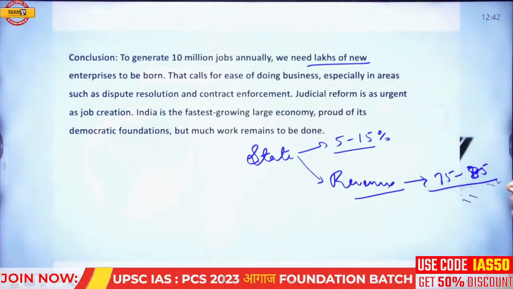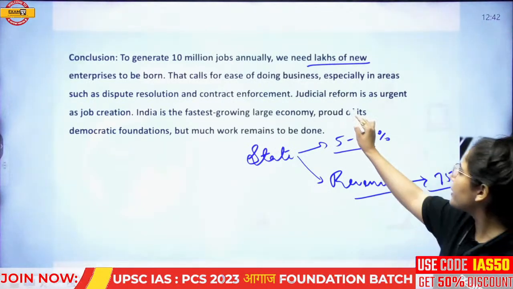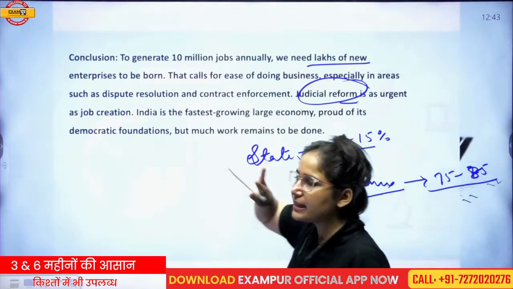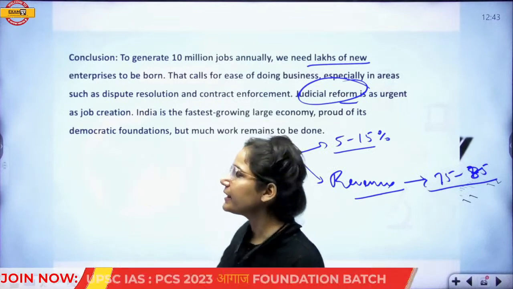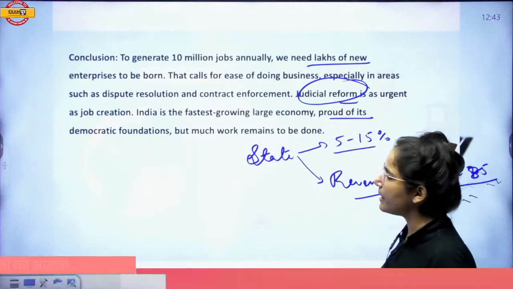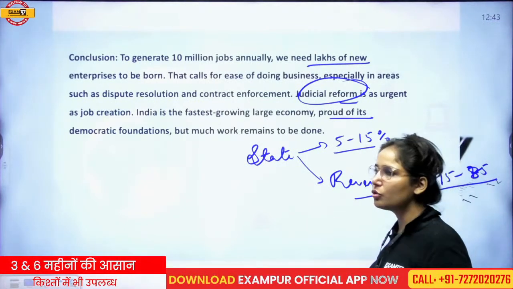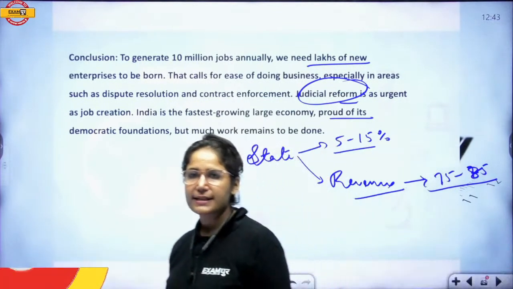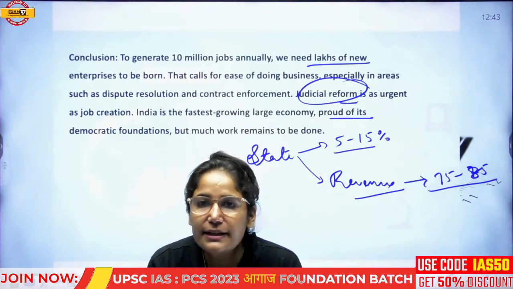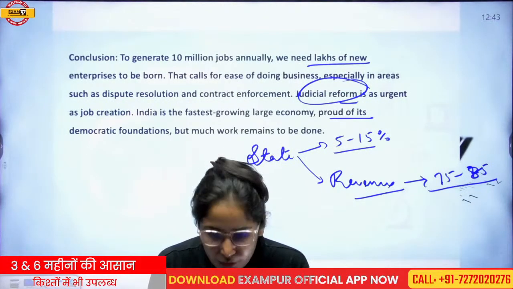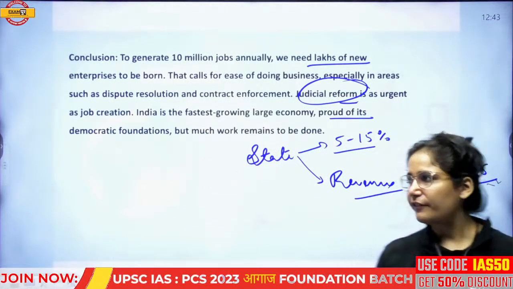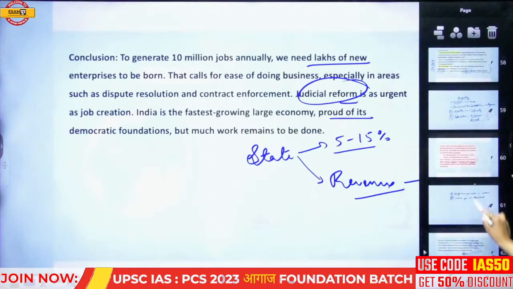So these are the dispute resolutions and the judicial reforms. Judicial reforms we are just talking about over here regarding the legal mandates. We need to make it easy, as the fastest growing large economy, proud of its democratic foundation, and we are planning to make it more and more accessible. We are trying to make it more transparent and accountable. Okay. So this is the glance of the 75 years where the Indian economy is playing its role.